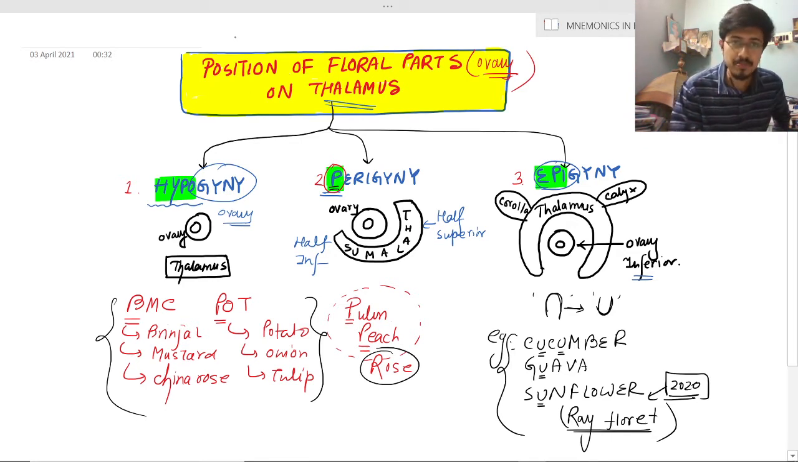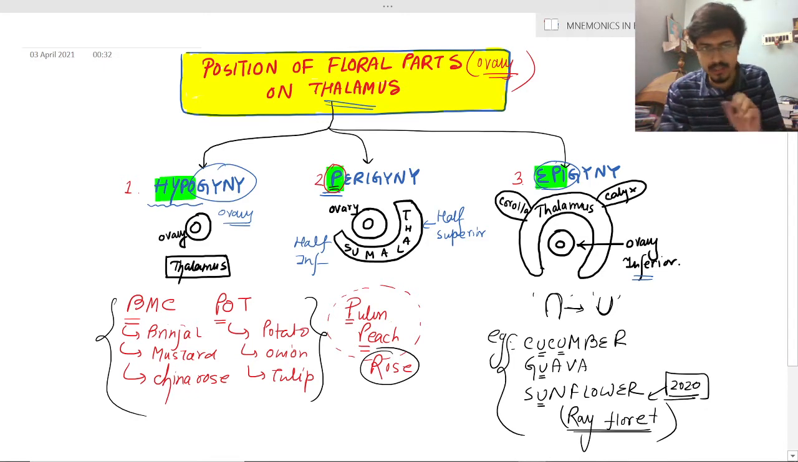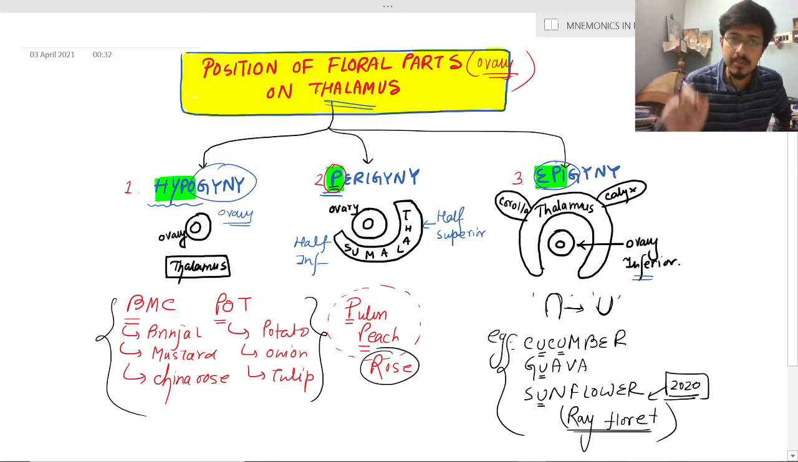Today's mnemonic is the position of the floral parts on the thalamus, mainly the ovary on the thalamus. The naming will be of three types: hypogyny, perigyny and epigyny. The naming is determined upon the position of the thalamus, not the ovary. Remember this concept: the naming is determined upon the position of the thalamus, not the position of the ovary.